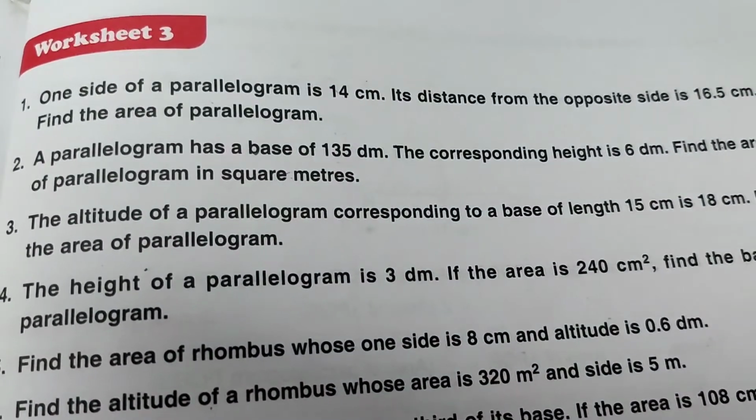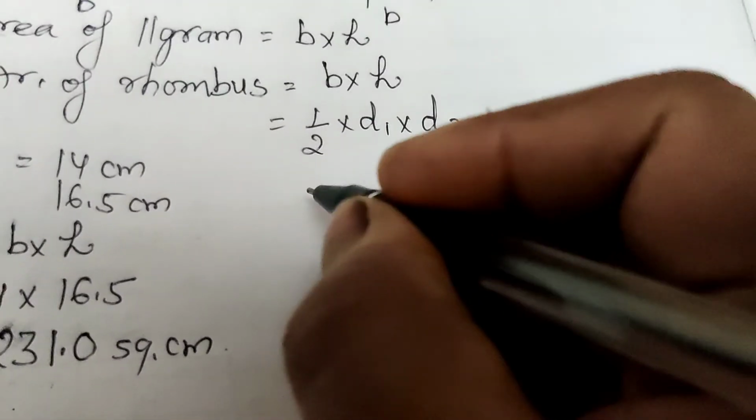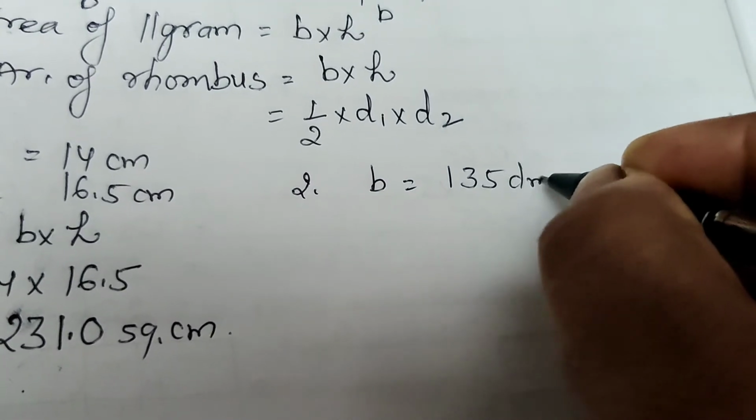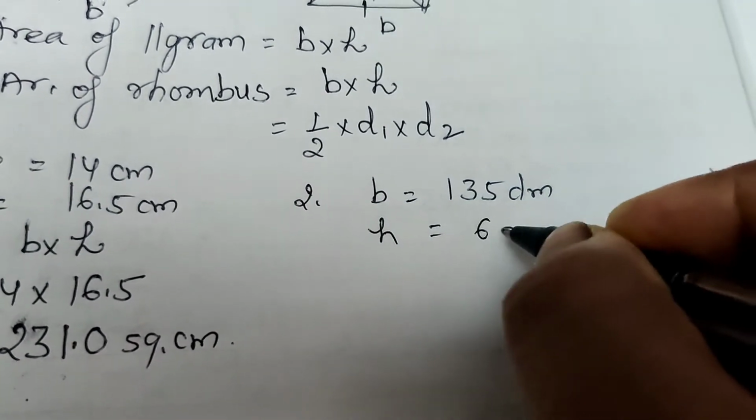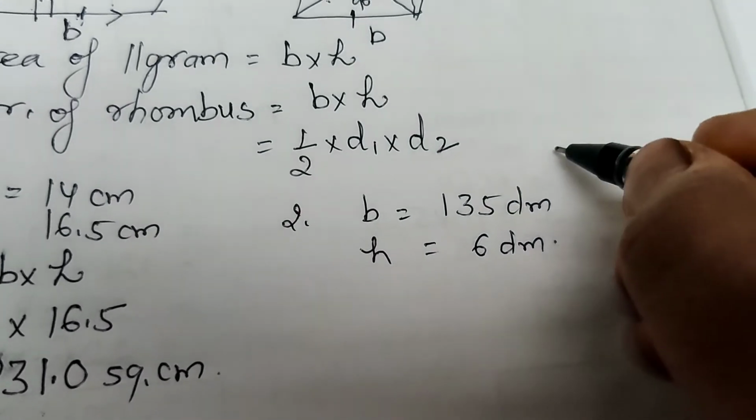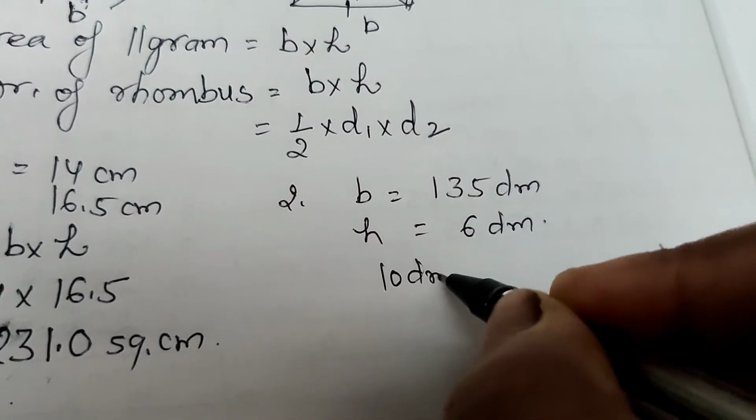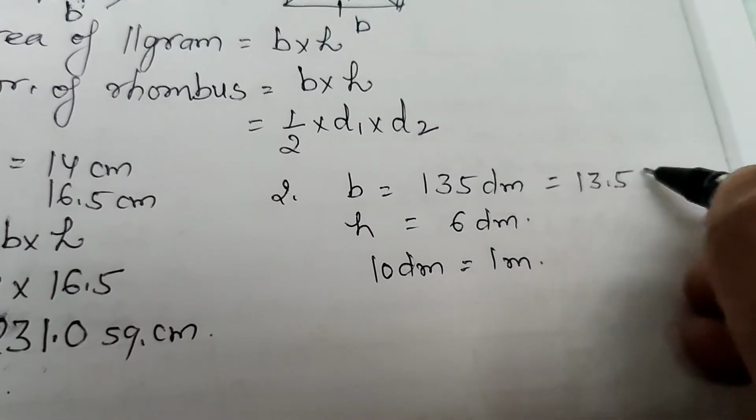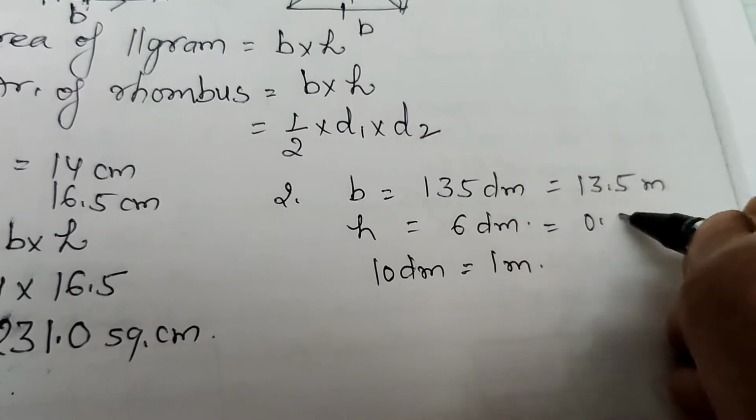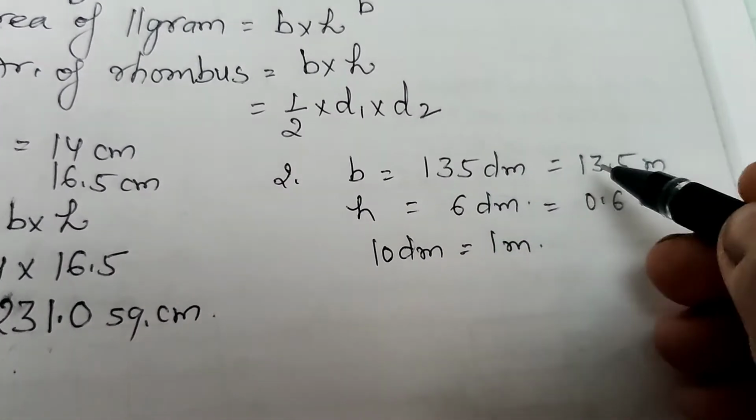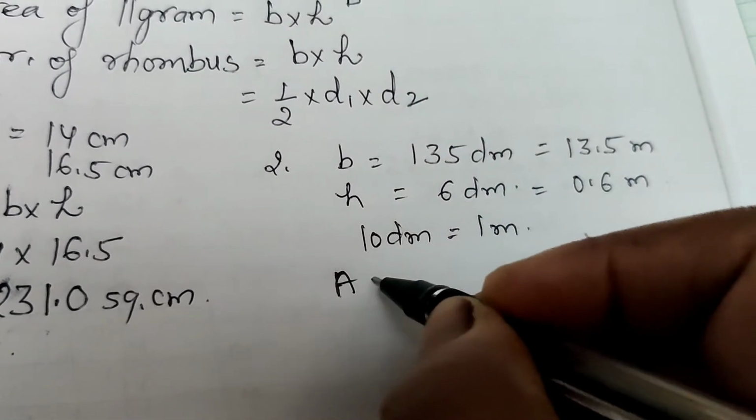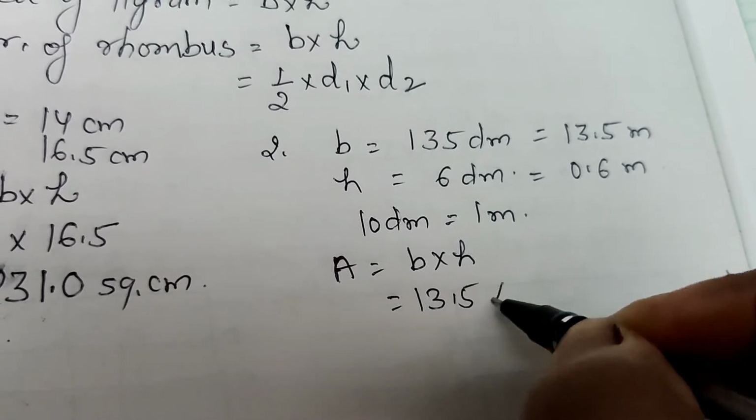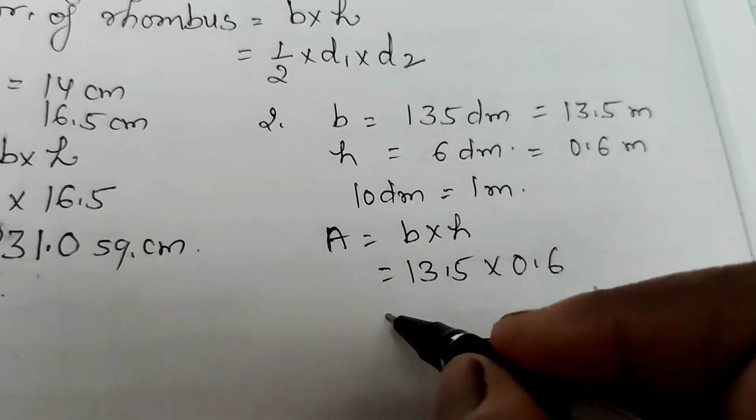Base of parallelogram is 135 dm and the height is 6 dm. It means देखिए 10 dm equal to 1 meter. It means this is the 13.5 meter and height is 0.6 meter because 10 dm equal to 1 meter. The simple area equal to base into height. 13.5 into 0.6.